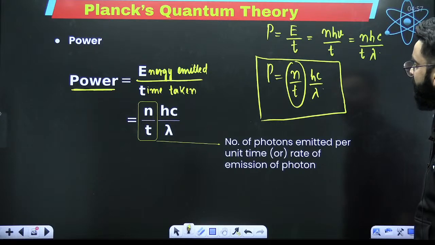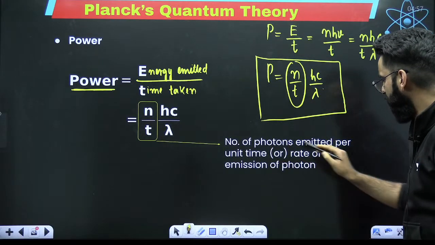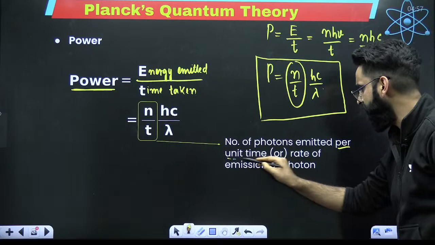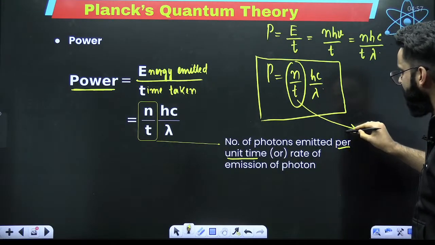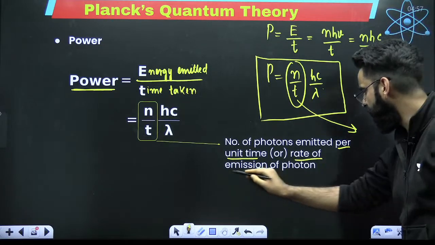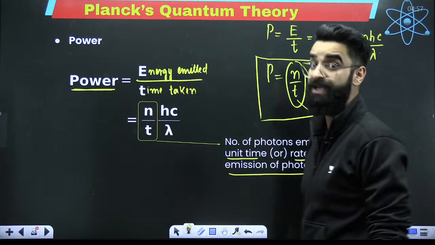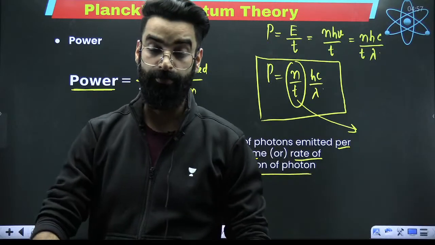Combinedly, what do I call this N by T as? N by T represents the number of photons emitted per unit time. This particular N by T, you'll be calling it as the rate of emission of photons.